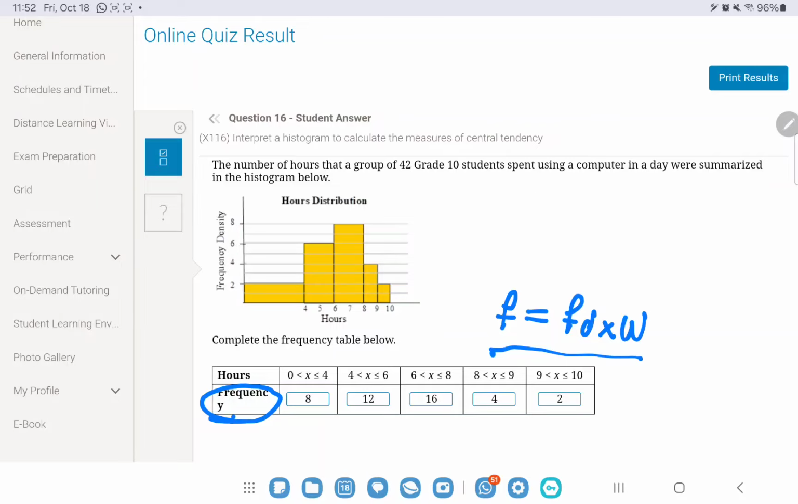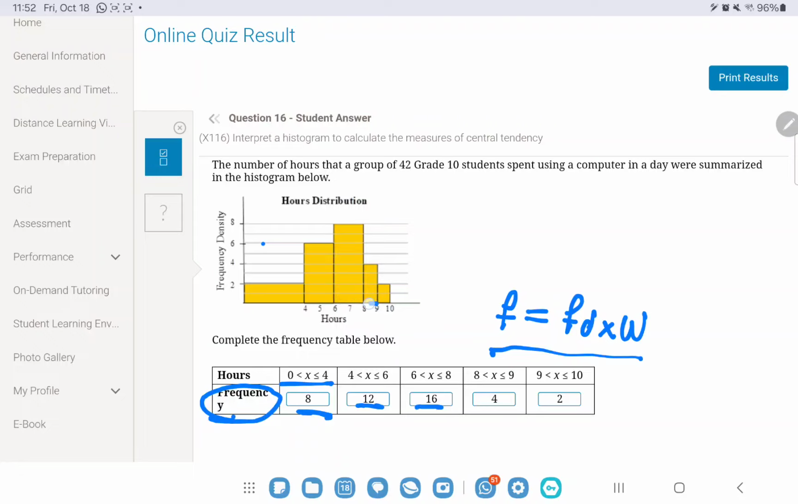I'm gonna remove my annotations and start solving. So what's our width? Our width here is from 0 to 4. So it's 4 hours times our frequency density, which is this. So 4 times 2 gives you 8. Now for the second block, our width is 2 and our frequency density is 6. So 2 times 6, 12. For the third block, again, our width is 2, but our frequency density is 8. So 2 times 8 is 16.